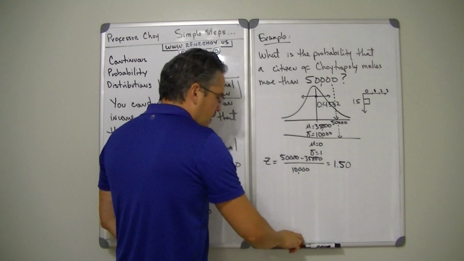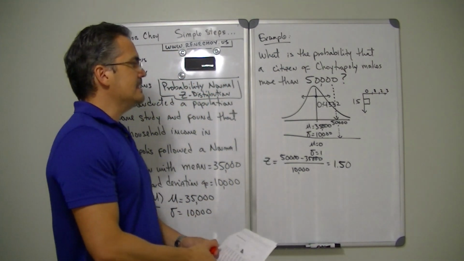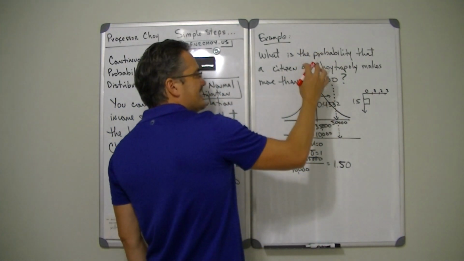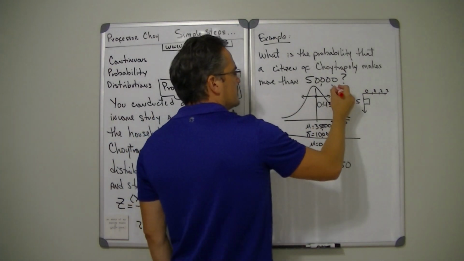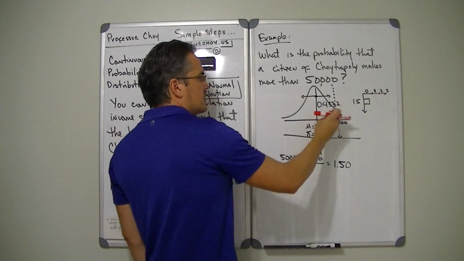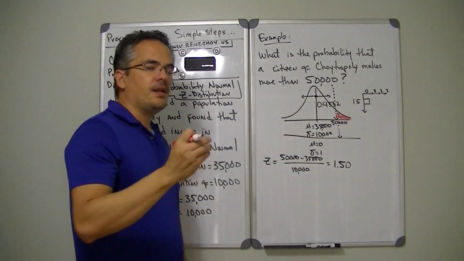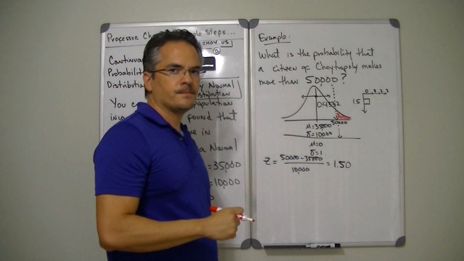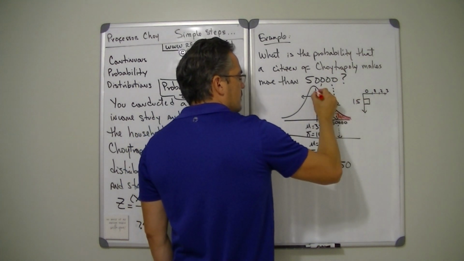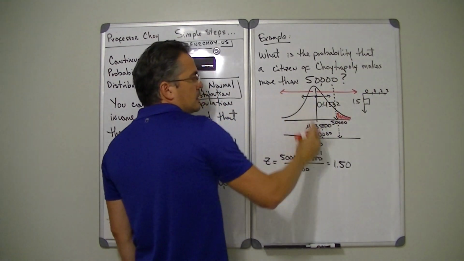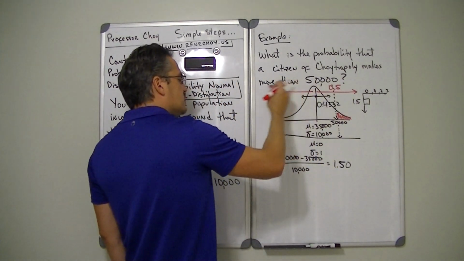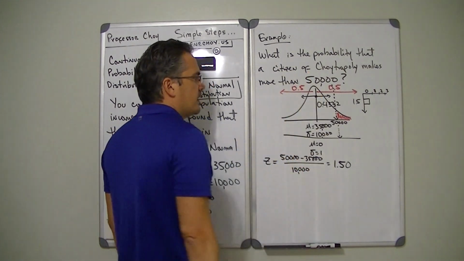Now, the question that they're asking us is not that number. The question that they're asking us is, what is the probability that a citizen makes more than 50,000? So they're asking us for this area, more than 50,000, not less than 50,000, not between 35 and 50,000. Okay? So they're asking us for more than 50,000. Therefore, the answer is, if you remember, to the right of the normal distribution, you find half of the probabilities, and to the left of the normal distribution, you find the other half.